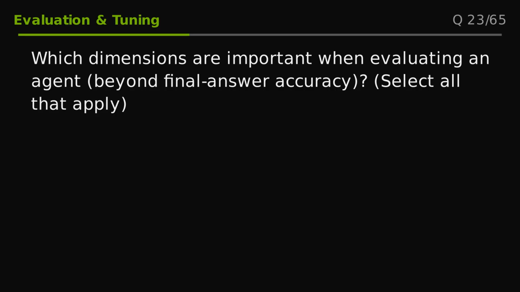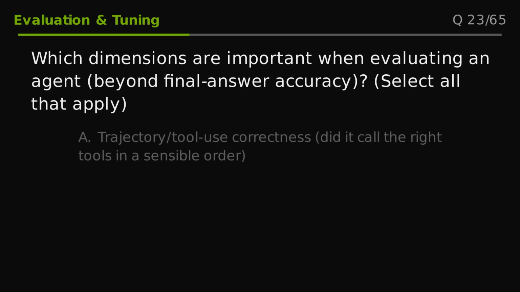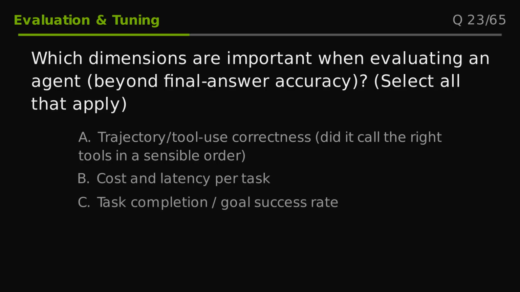Question 23. Which dimensions are important when evaluating an agent beyond final answer accuracy? Select all that apply. Option A. Trajectory and tool use correctness. Did it call the right tools in a sensible order? Option B. Cost and latency per task. Option C. Task completion and goal success rate. Option D. The font used in the agent's source code.